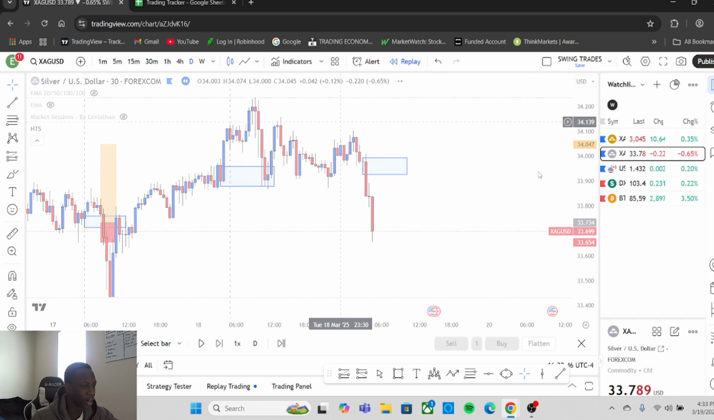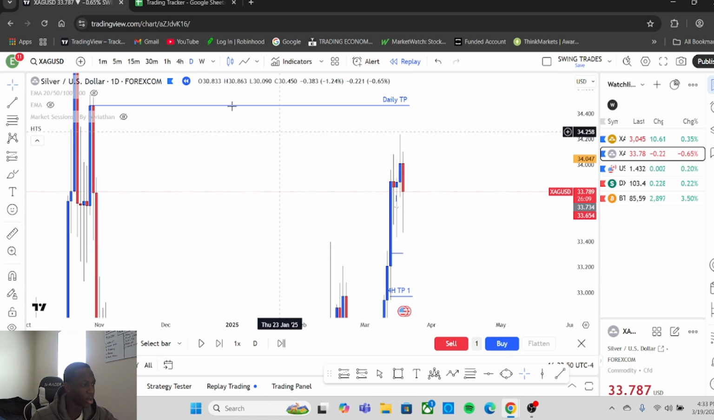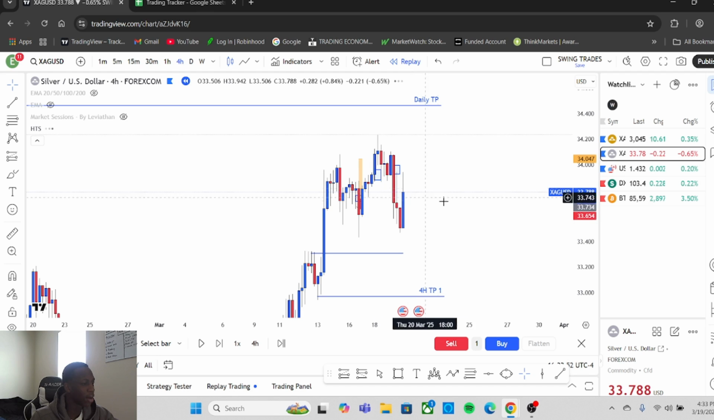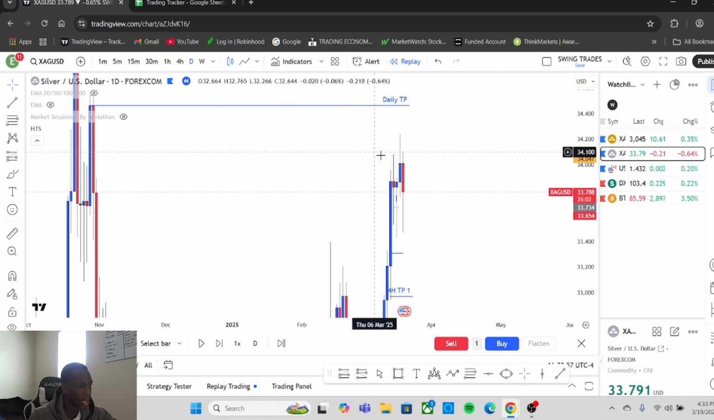So if I go to the higher time frame, right? Forget this red candle right here. But coming to the market this morning, I was looking to sell. Now, why am I looking to sell? Price is pushing to the upside, and the daily was about right there when I came to the chart, right?